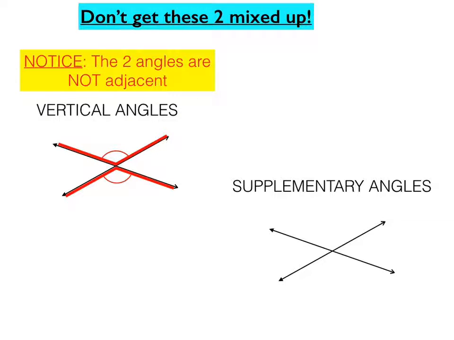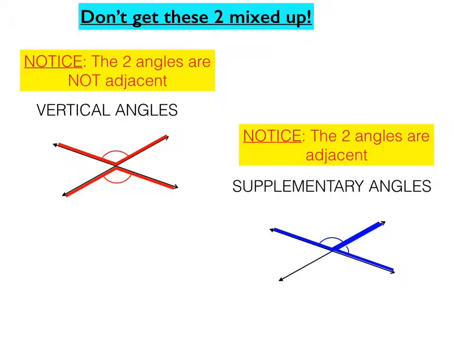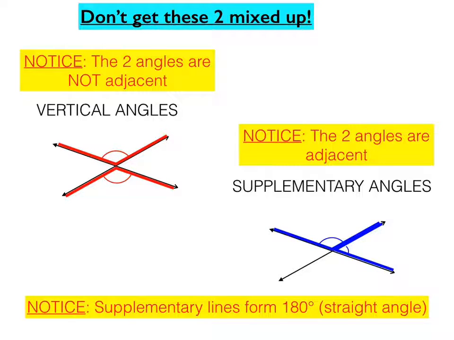Supplementary angles happen in the same shape, but they are the ones that are next to each other. They make a straight line because supplementary means it equals 180 degrees. So supplementary is this angle and this angle. See how they are adjacent? They're next to each other. So it's in the same X drawing, right? They're still formed by intersecting lines, but vertical are the ones that are opposite from each other, and supplementary are the two that are next to each other. Okay? Supplementary angles make a straight angle. It's 180 degrees. See this straight line? Yeah?